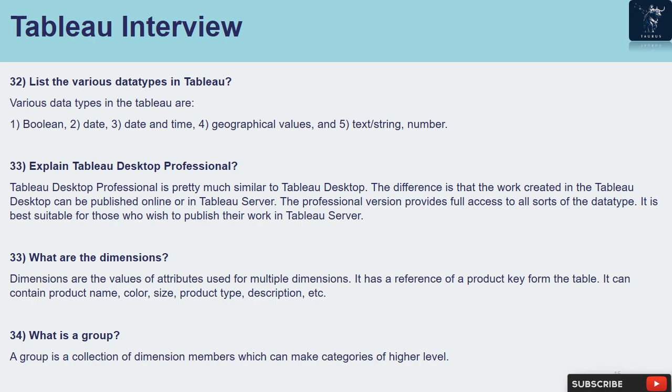33. What are dimensions? Dimensions are the values of attributes used for multiple dimensions. It has a reference of a product key from the table. It can contain product name, color, size, product type, description, etc. 34. What is a group? A group is a collection of dimension members which can make categories of a higher level.